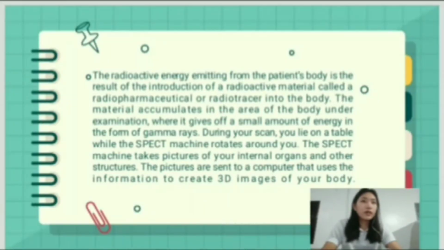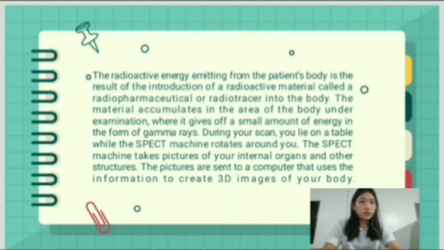The radioactive energy emitting from the patient's body is the result of the introduction of a radioactive material called a radiopharmaceutical or radiotracer into the body. As mentioned before, this material can be injected into the patient's bloodstream, or it can be either swallowed or inhaled as a gas. The material accumulates in the area of the body under examination, where it gives off a small amount of energy in the form of gamma rays.